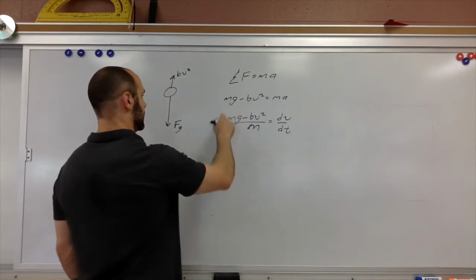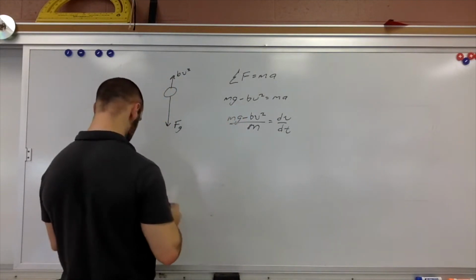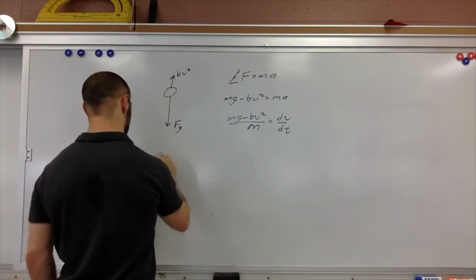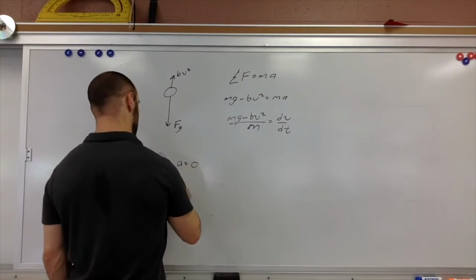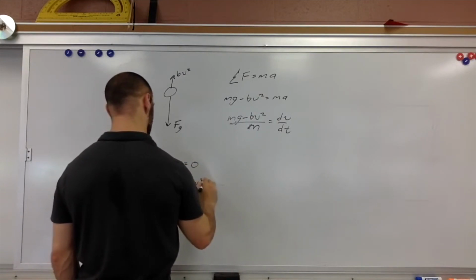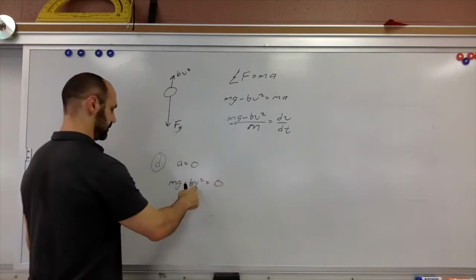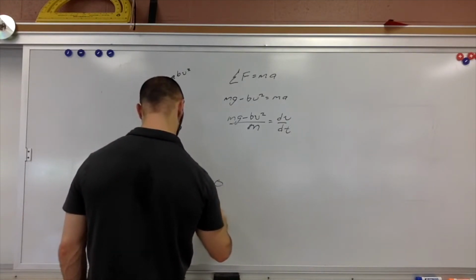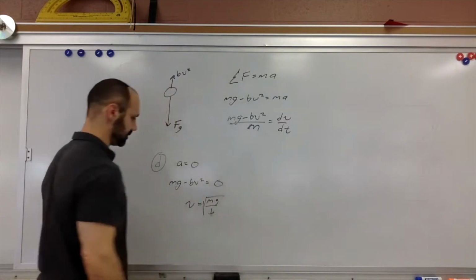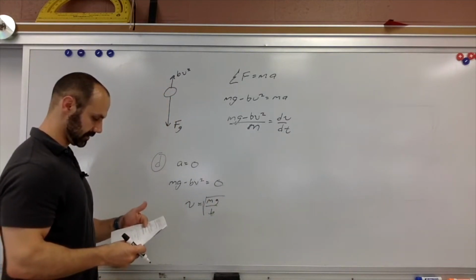D, determine the terminal speed v in terms of the given quantities and fundamental constants. So at terminal velocity, that's where the acceleration is 0. So mg minus bv squared equals 0. So I'm solving for v. So v is equal to mg over b, and then the square root of that. So that's it for that one.